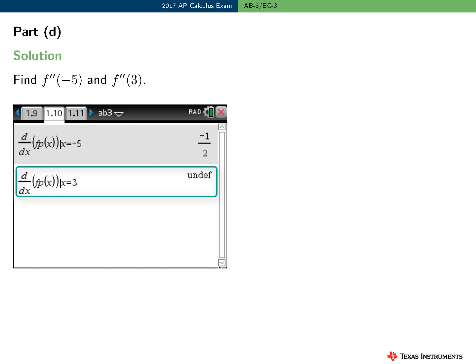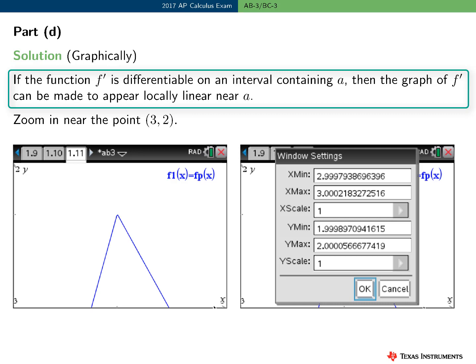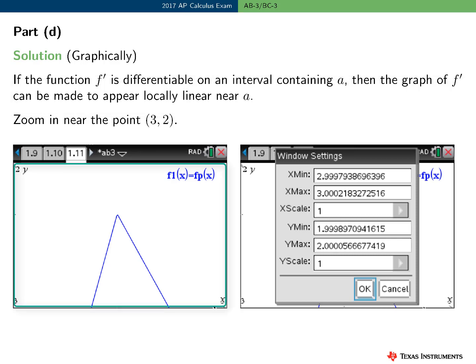We know that if a function is differentiable at a value a, then its graph can be made to appear locally linear near a. So I started with a graph of f prime, and I zoomed in near the point (3, 2). My window settings are given in the screenshot on the right. There's a sharp corner in the graph of f prime at the point (3, 2). And no matter how far I zoom in, I cannot make the graph of f prime appear to be locally linear. So graphically, f double prime of 3 does not exist.